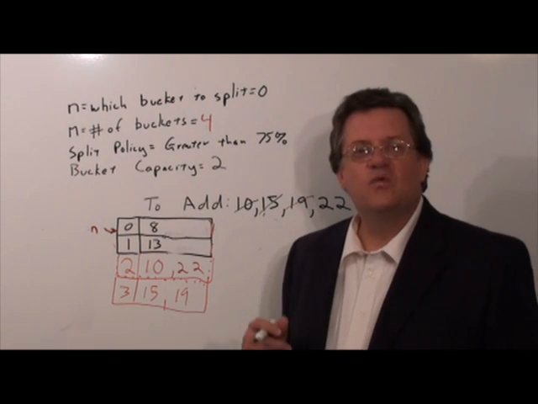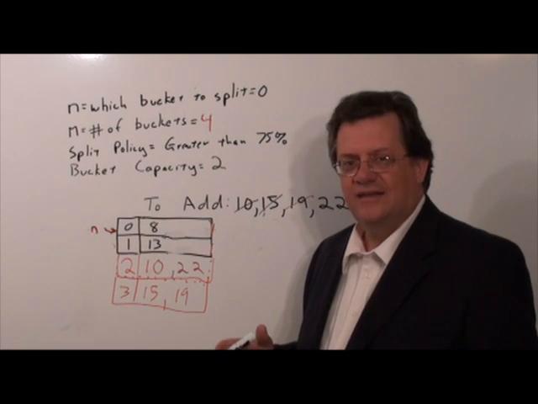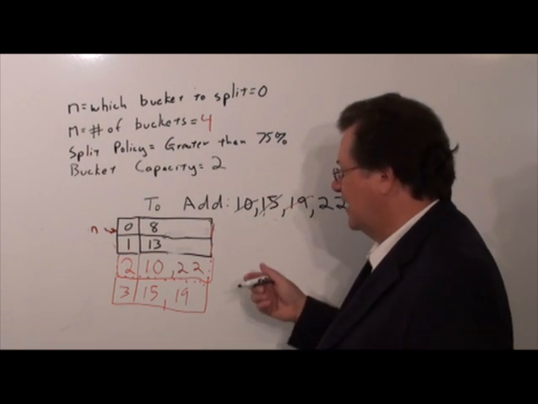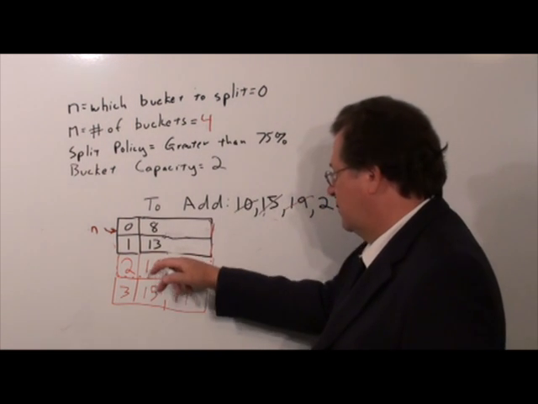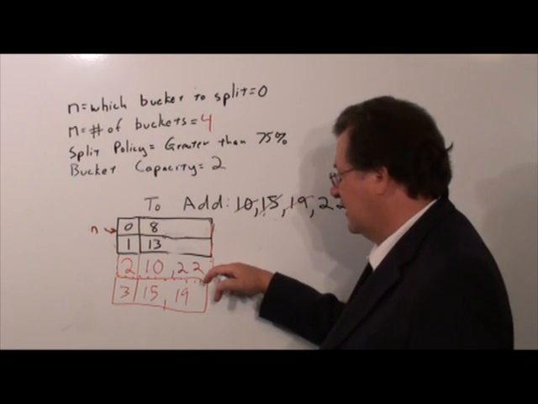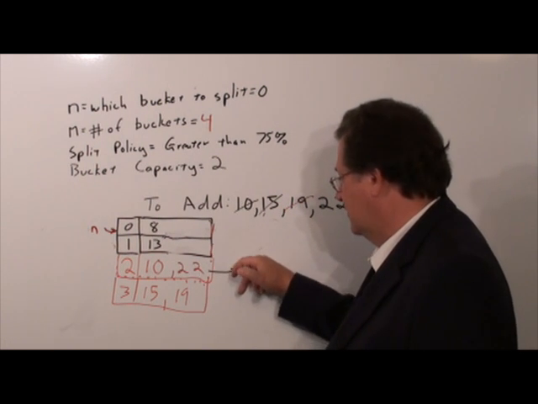Okay, well let's do one more for fun just so we can get another bucket split. We're going to add the value 18. When we come down here, 18 mod 4 is 4 remainder 2. So we place the 18 in this slot here. As you can see, it's already filled, so we need an overflow.